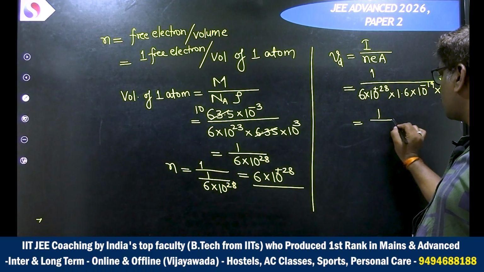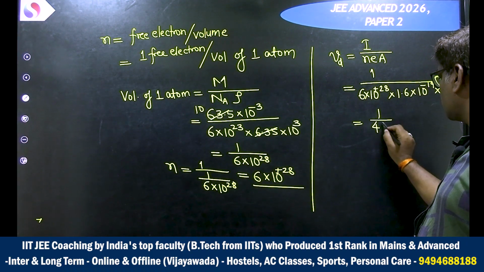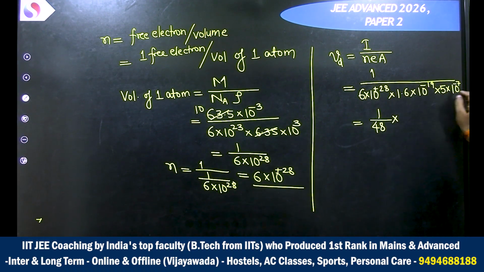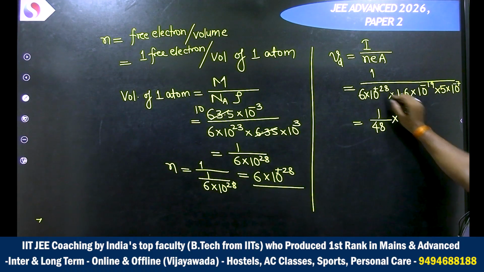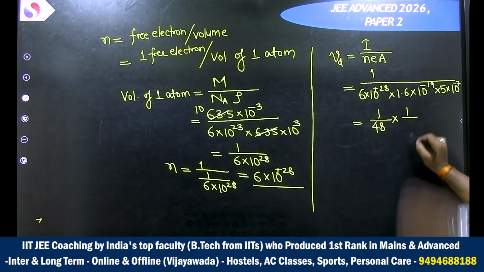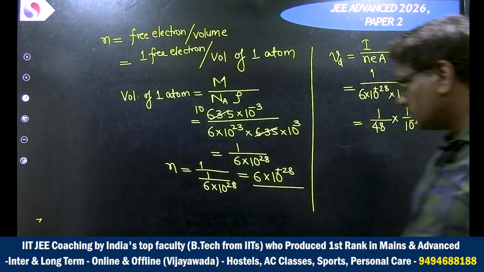This is 1 upon 30. 30 into 1.6 is 48, into how many powers are there? This is 26. This is 28, 26, 28. So this is 10 to the power minus 2. All right.